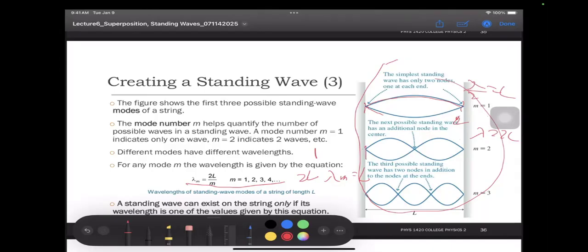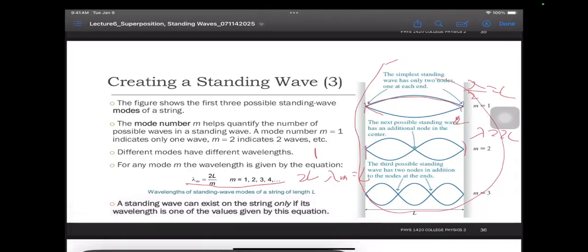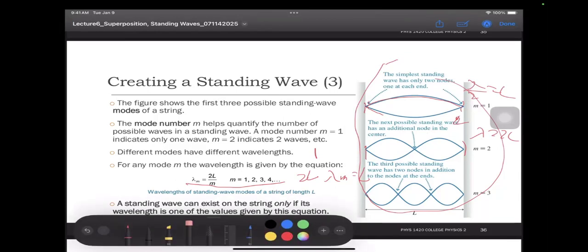I need to explain this more clearly. The total length of the string is L. Between nodes there is lambda divided by 2, so lambda should equal 2L divided by m. Here is just one lambda, which is L, so lambda equals L. When m is 2, it's a similar thing. Does it make sense to you?